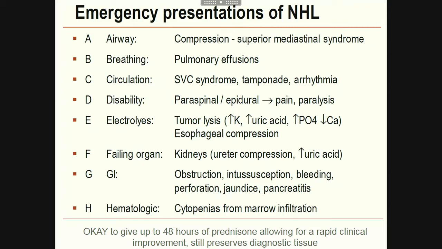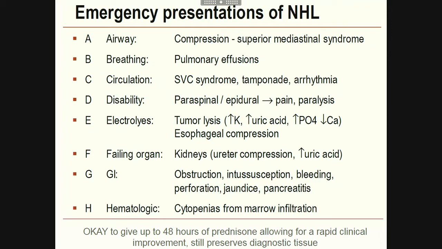You can see arrhythmias. Often these are driven by tumor lysis and electrolyte abnormalities. Under disability, with non-Hodgkin's lymphoma especially, you can see paraspinal or epidural masses. Those can lead patients to come in with back pain or symptoms of lower extremity weakness, and so that is something we always want to be thinking about.